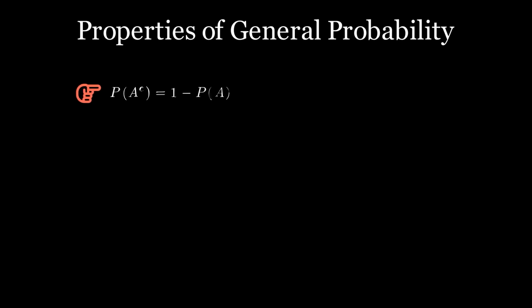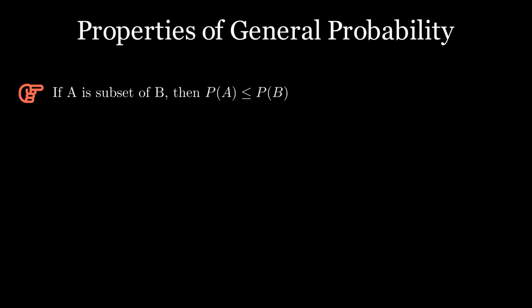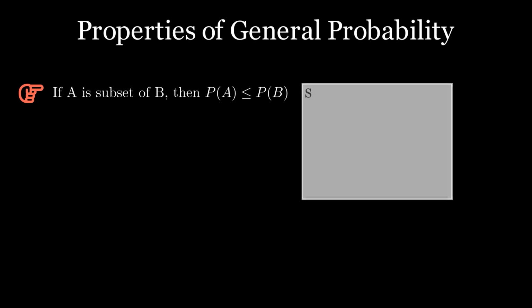The second property states that if event A is a subset of event B, then the probability of event A is less than or equal to the probability of event B. Let's say we have a sample space S and two events, event B and event A, inside the sample space. Here event A is a subset of event B because it is completely inside event B.